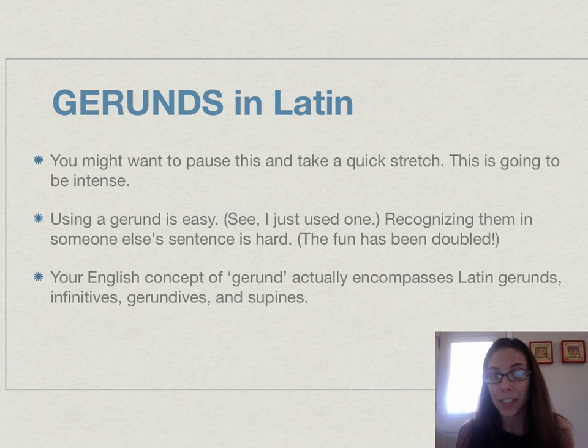All right, anyways, your English concept of the gerund actually encompasses a whole bunch of things in Latin because Latin has more kinds of verbals than English. So your English gerund encompasses Latin gerunds, Latin infinitives, gerundives, and supines. I've got a graphic to show you how those interact. Oh, I forgot my last bullet. It says, sorry. There's nothing I can do to make there be fewer verbals in Latin. We've just got to do it.